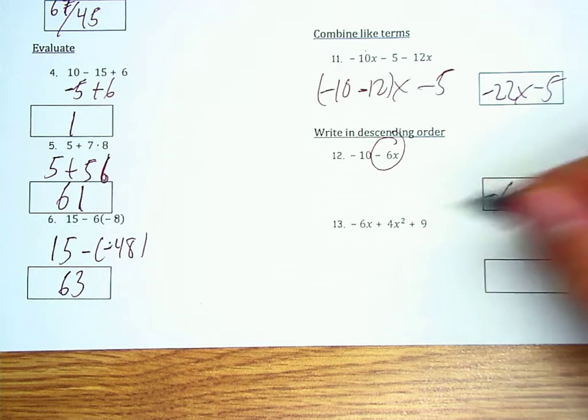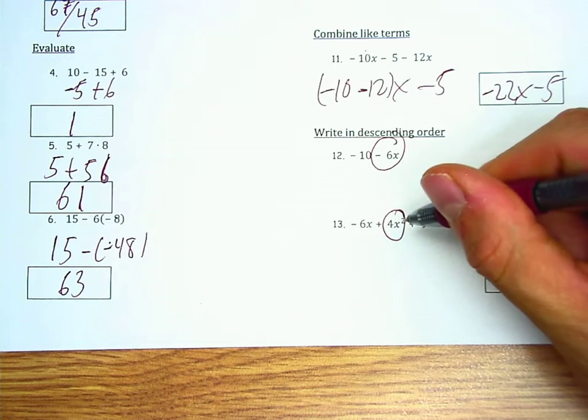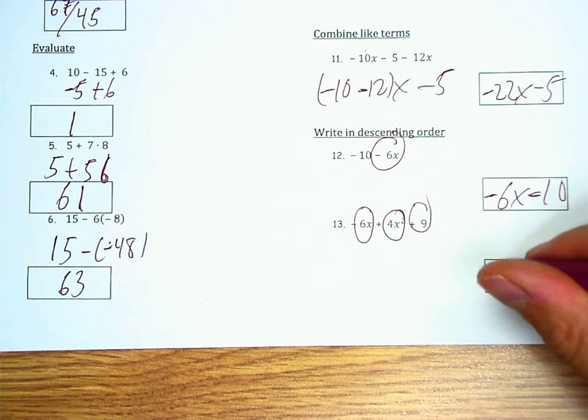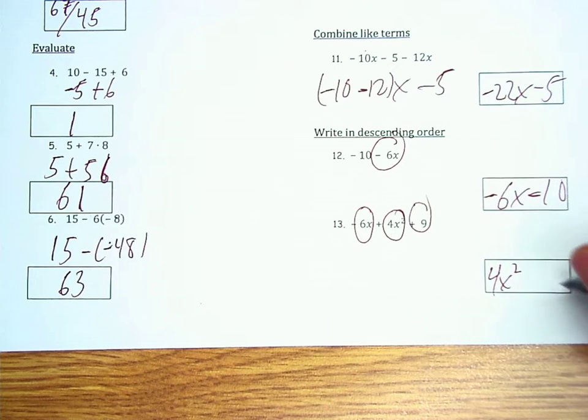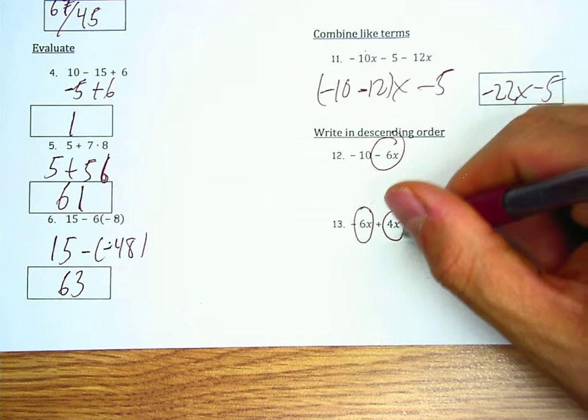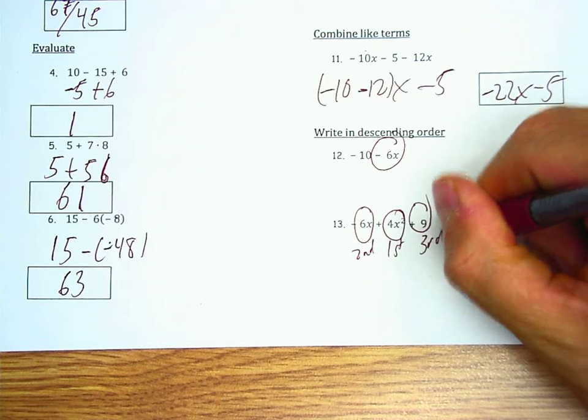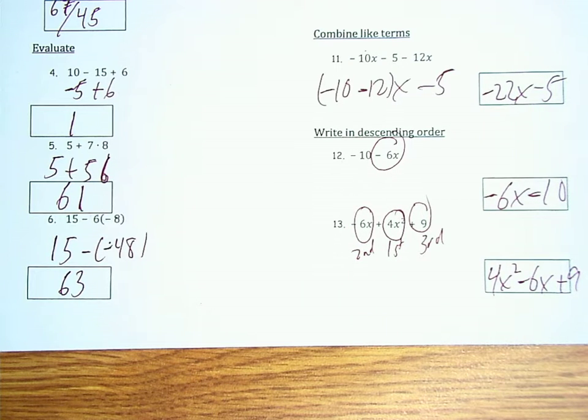Question 13. Put the x squared first, followed by the x, followed by the constant. So 4x squared is first, then minus 6x, then plus 9. So this is first, second, third. They go in order. All right, next page.